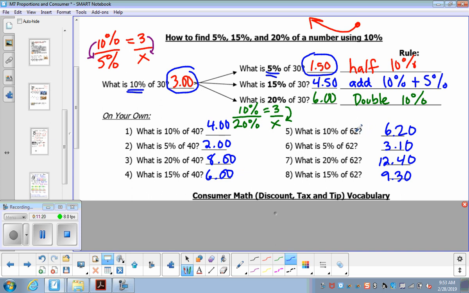Over here, when you move the decimal over once, it's 6.2. Cut it in half, you're going to get $3.10. If you double the 10%, we're going to get $12.40. And if you add the 10 and 5% together, so 6.20 plus 3.10, you're going to get 9.3. And that takes care of how you can quickly compute percentages of numbers.